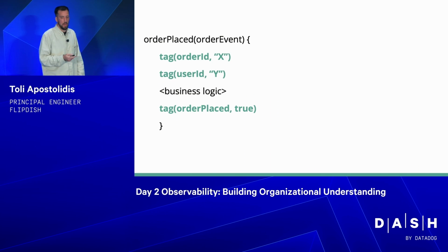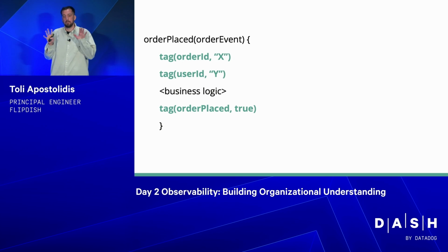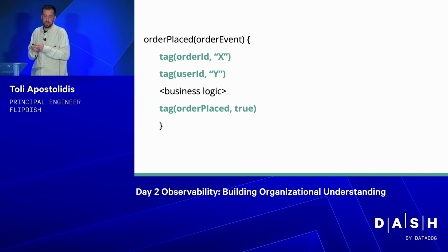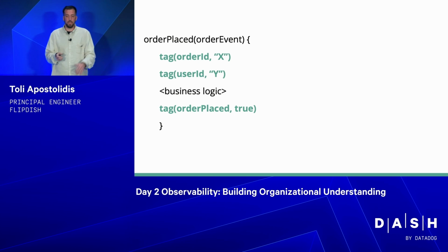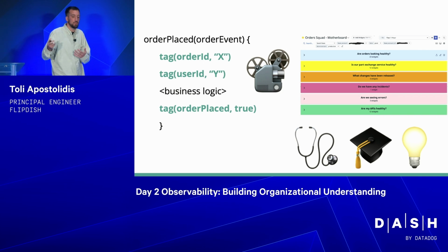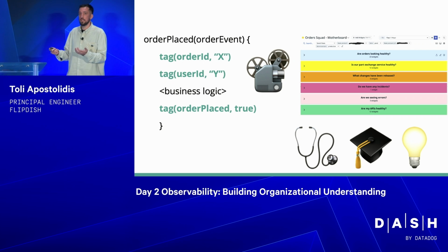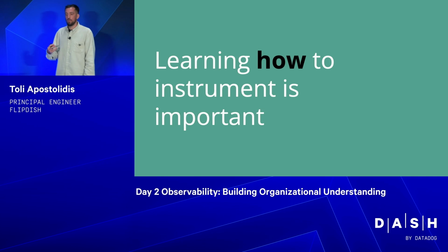So I just added some pseudocode here of order placed. This function responds to an order event and has some business logic, but the important bit is it has some tags: order ID, user ID, order placed. Because instrumentation is the practice of systematically configuring your code base to emit telemetry data, because then it provides insights into how your code is exercised by data in production. That's my definition of instrumentation. But once you instrument your code, you get the ability to diagnose problems, you get the ability to learn how your software is used, you get the ability to get ideas, potentially, from how your software is used to improve it. So learning how to instrument is important.